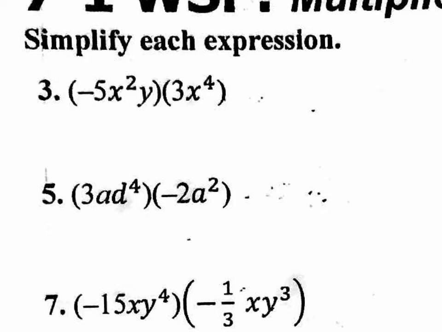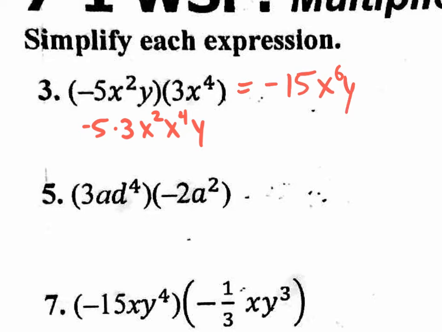So I could rearrange everything: -5 times 3 times x squared times x to the 4th times y. Once again, I just brought down this -5, brought down this 3 over here, brought down the x squared and the x to the 4th, and the y I just put at the end, rearranging. So my final answer is going to be -15 x to the what? 6th, y to the 1, or just y if you want.